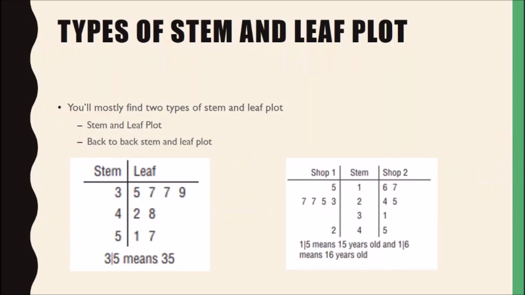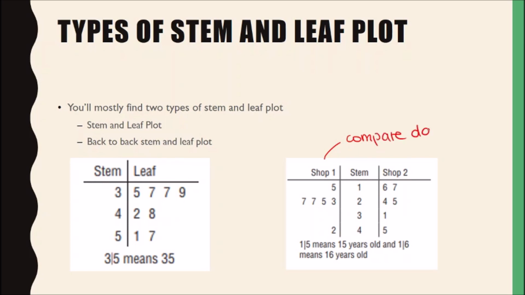Before we do a worked example, you need to know the two types of stem and leaf plot you'll come across. The first one is just a normal basic stem and leaf plot, as you can see here. The other one is a back-to-back stem and leaf plot. Normally we use this to compare data, I would say.